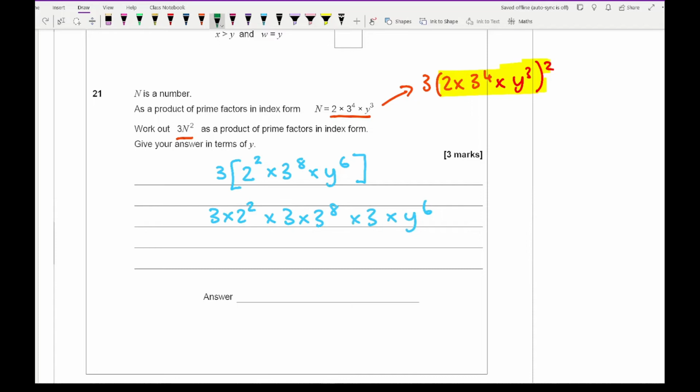So here, how many 2's have I got? Well, I've got 2 2's. How many 3's have I got? Well, I've got 1, 2, 8, so that's 10, 11. So that's 3 to the power of 11. And then how many y's have I got? Well, I've got 3 to the power 6 of them. So then there is my final answer.